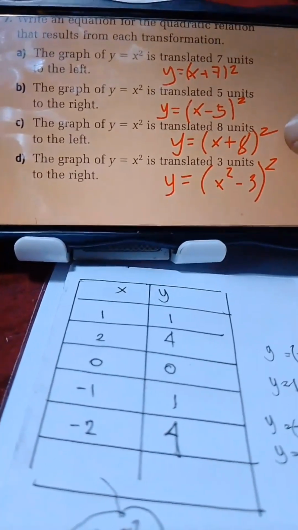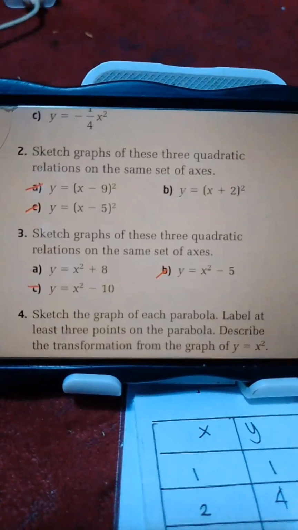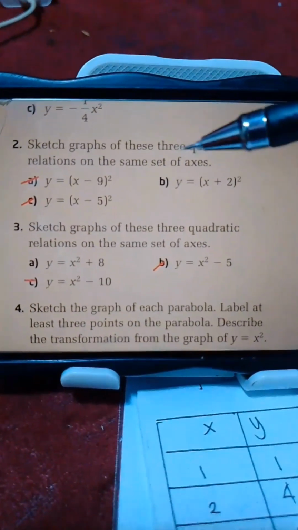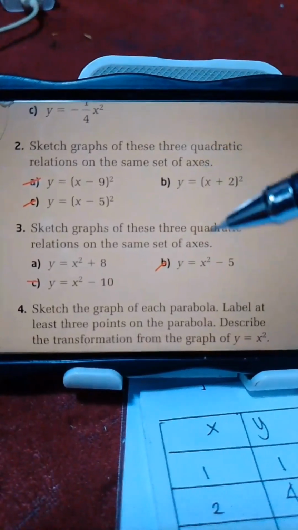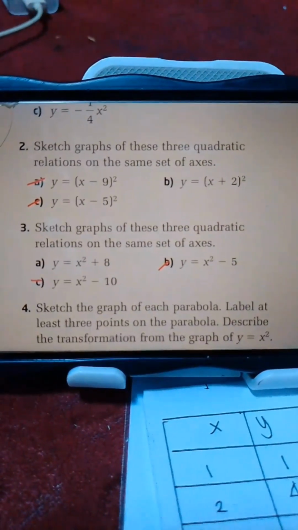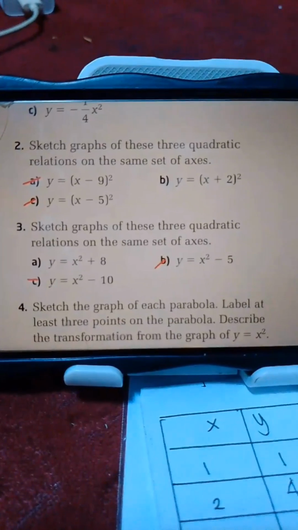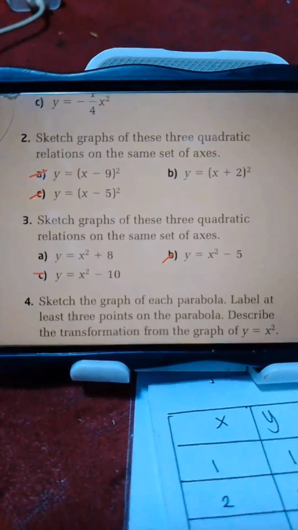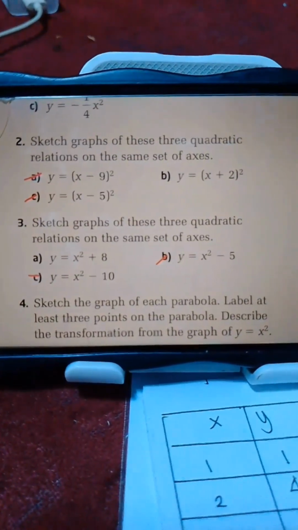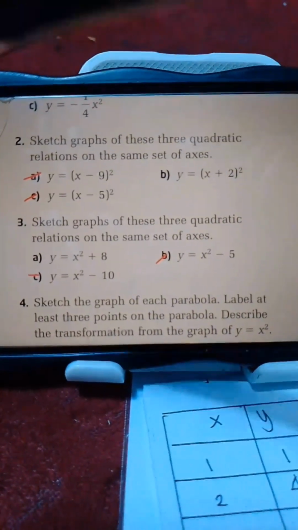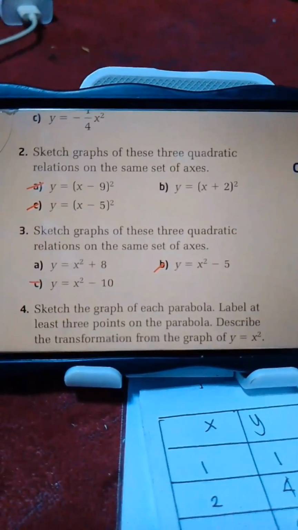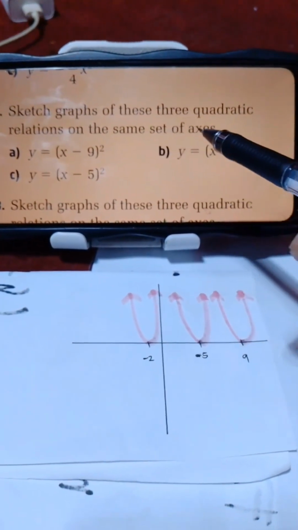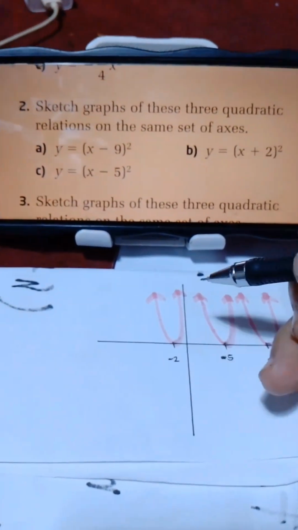So you have something like this. Okay. Next task here is to sketch graphs of these three quadratic relations on the same set of axes. This one will just be the same, going in the same direction, and this one is going in another direction. So if you sketch graphs of these three quadratic relations on the same set of axes, it will look like this.